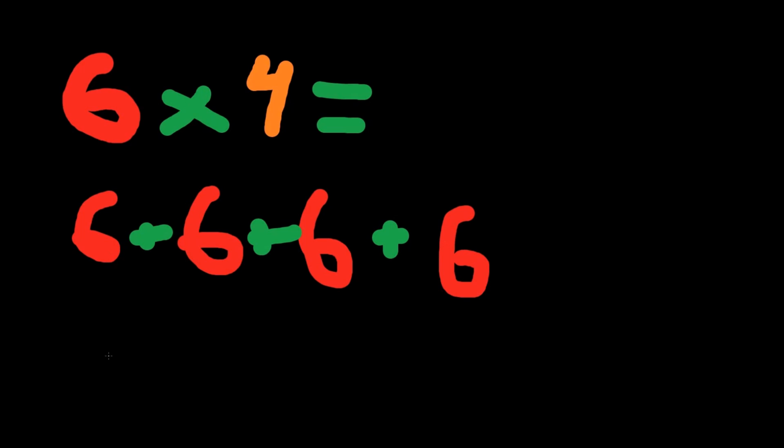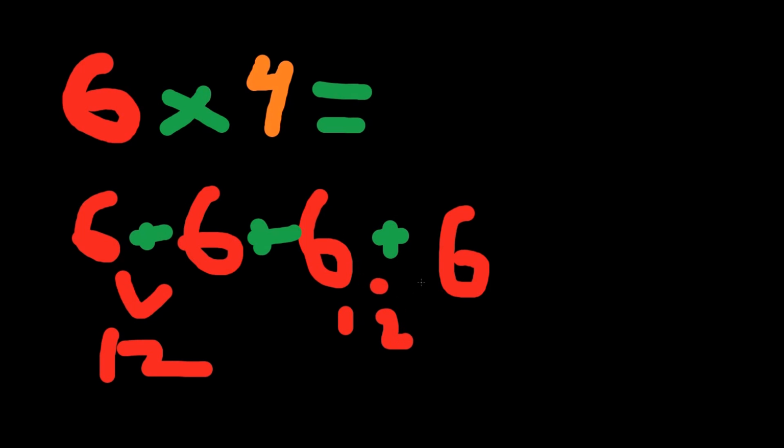Now let's just actually add them together. So 12 plus 12, right? Because we have 2 of this and 2 of this, right here and right here. Alright, 12 plus 12 obviously equals 24, and there we have it, 24.